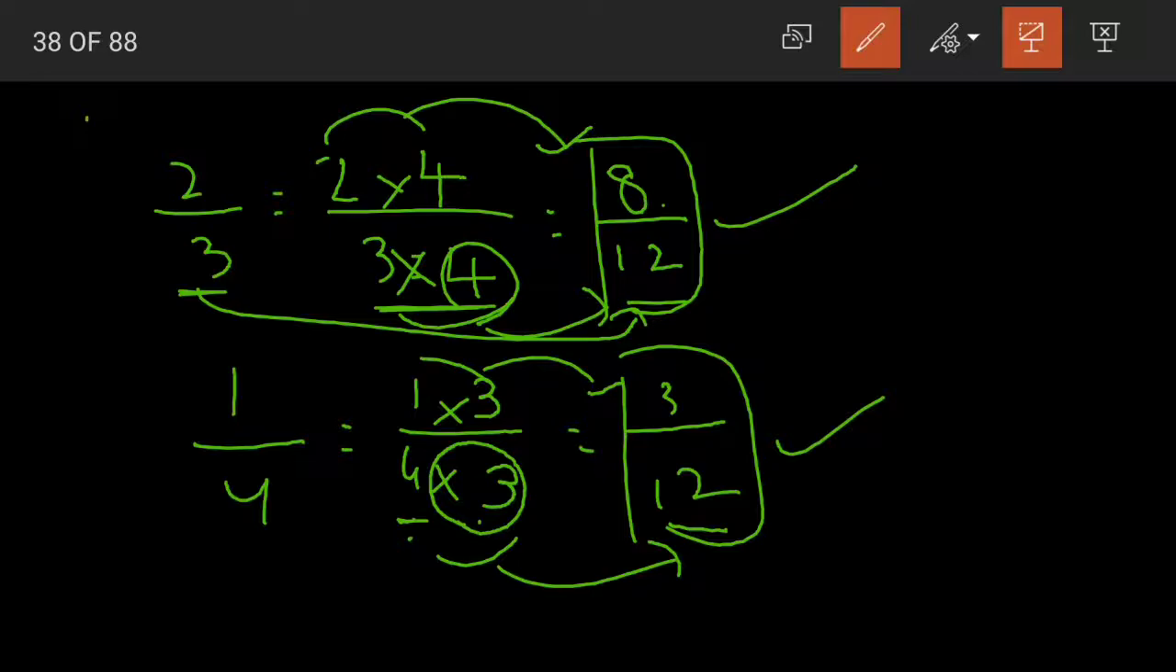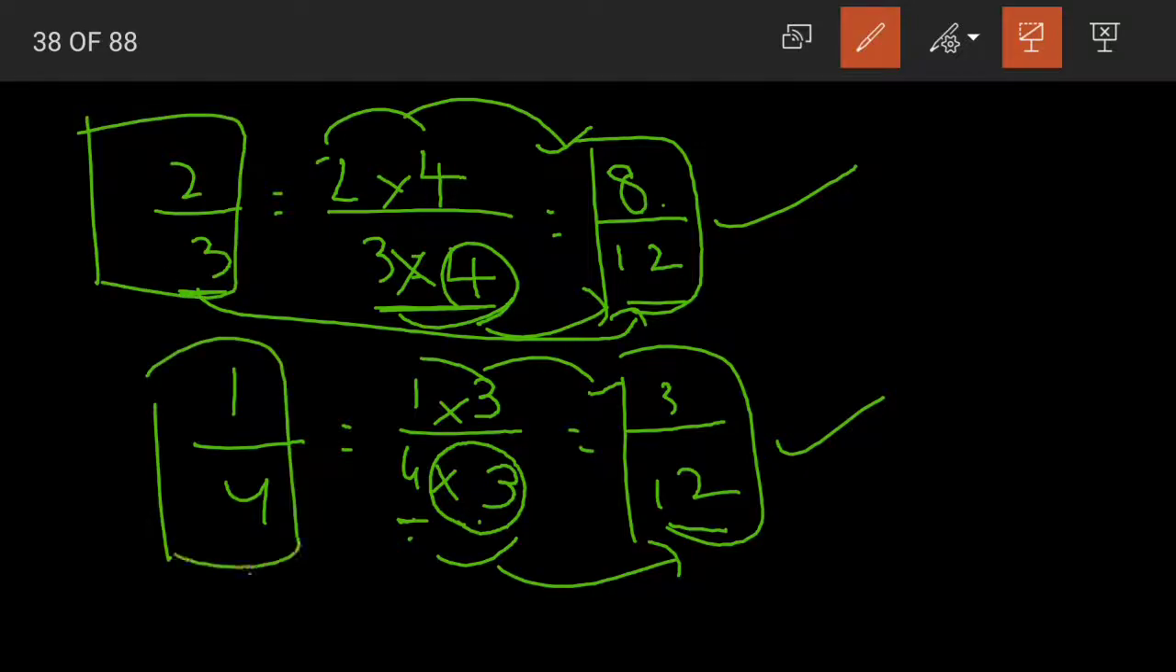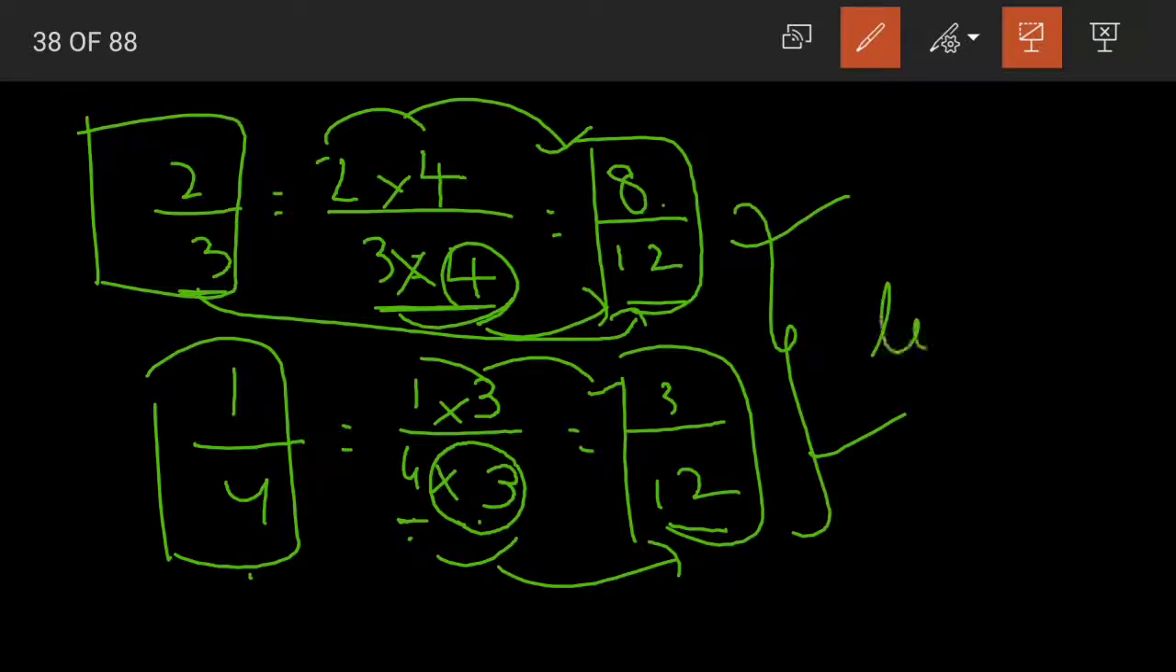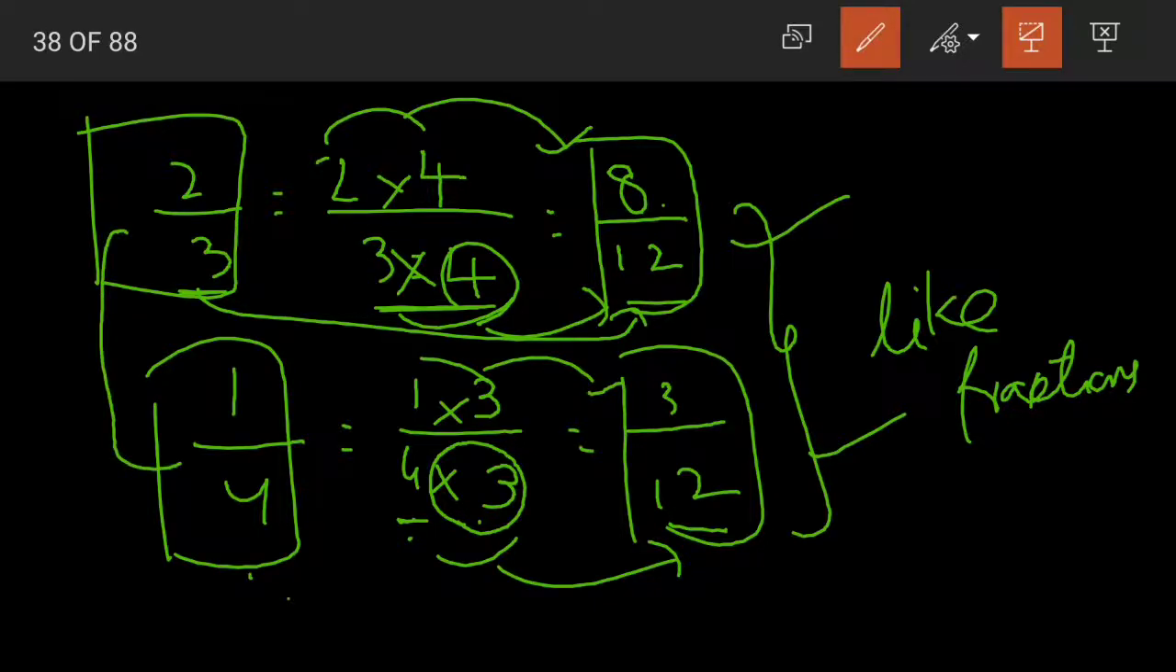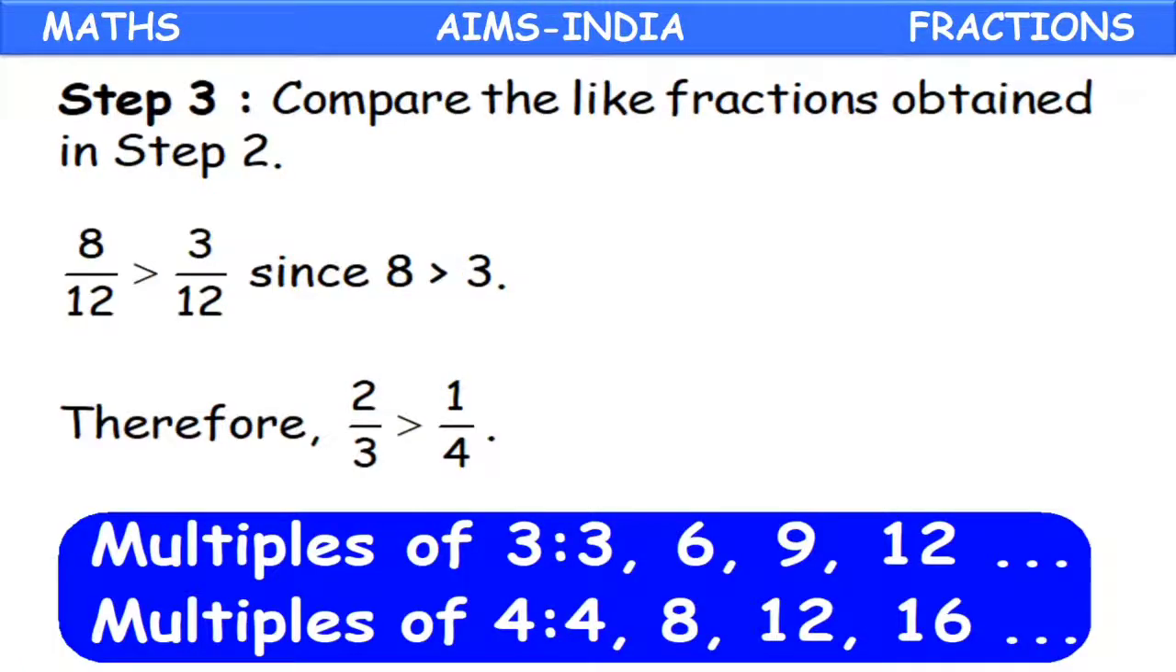What are the fractions now? Before we had 2 by 3 and 1 by 4. But now what do we have? We have 8 by 12 and 3 by 12. Now can you tell me what is the difference here? See, both the fractions that we got now are our like fractions. They have the same denominator 12. When we started with unlike fractions, depending on the LCM we converted them into like fractions. 8 by 12 and 3 by 12 are our fractions now.